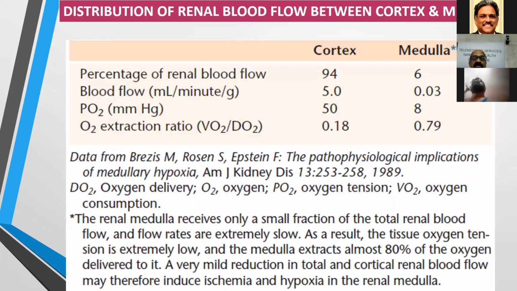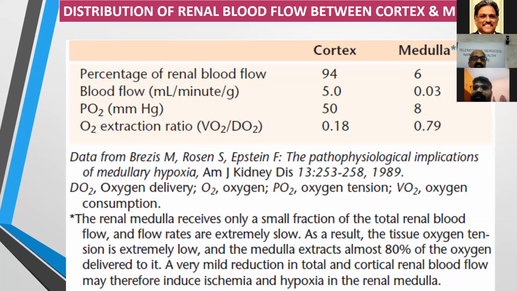Coming to the renal distribution of blood flow, you have two components of the kidney, the cortex and medulla, and the cortex gets 94% of the blood flow. Most of the blood flow goes to the renal cortex, and the medulla gets only a paltry 6%. And this is the reason why the medulla is extremely prone to hypoxia and ischemia.